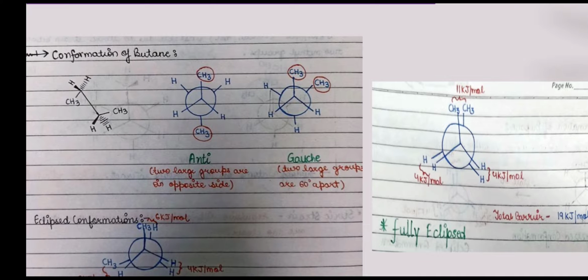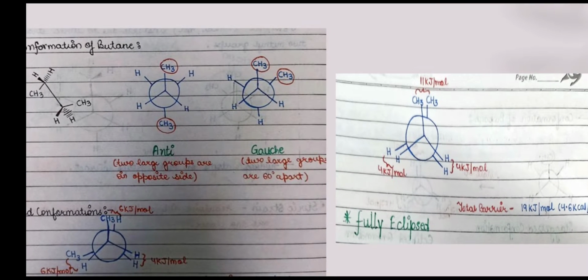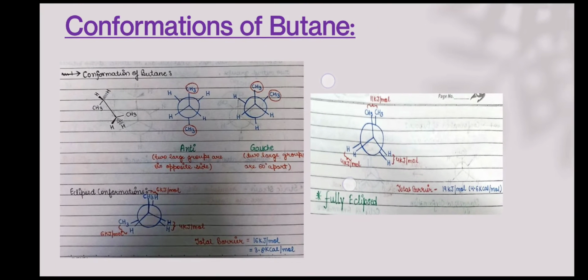The next one is gauche conformation, in which both the CH3 groups are 60 degrees apart. Compared to the previous case, the 60-degree angle as compared to the 180-degree angle offers more hindrance and more repulsion. So one CH3 group will repel the other one. That's why the molecule will be higher in energy, and that's why it will be less stable compared to the previous one.